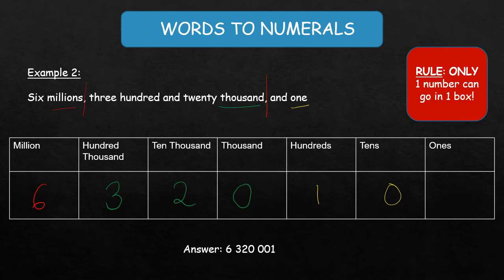So we're gonna write down 1 in the ones column. And so what happens to the boxes in between? If there are no numbers to be put in, you just write down 0. And the answer is 6,320,001.